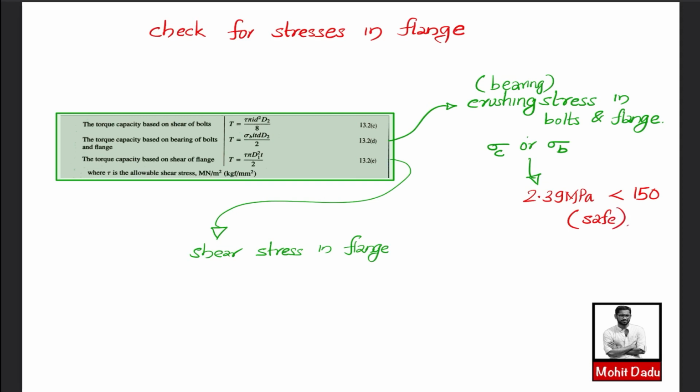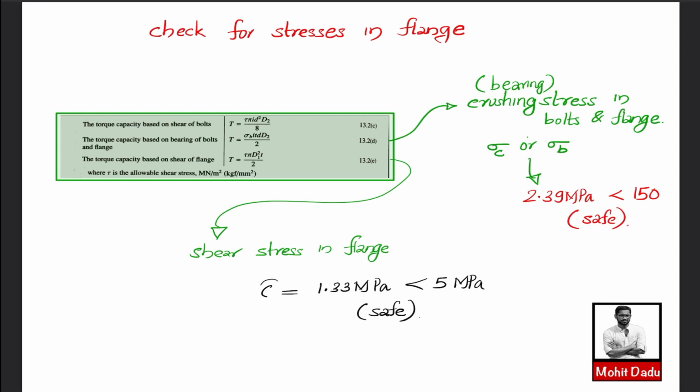And finally we will be evaluating the shear stress in the flange. For checking the value of shear stress, we will be making use of this equation, the torque capacity based on the shear of the flange. Here you can substitute all the values in proper units and find the value of shear stress induced in the flange. If you are substituting, you will be getting a value of 1.33 megapascal, and the allowable shear strength of the flange material is 5 megapascals. So this is lesser than 5 megapascal. Hence this is also in the safe region.